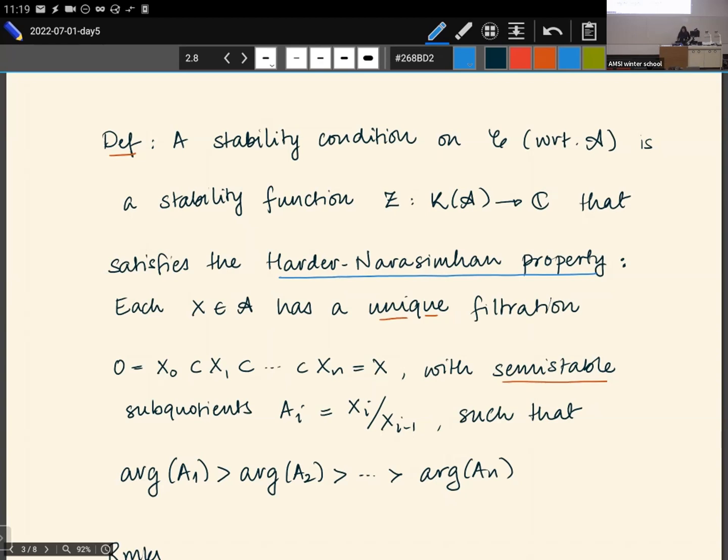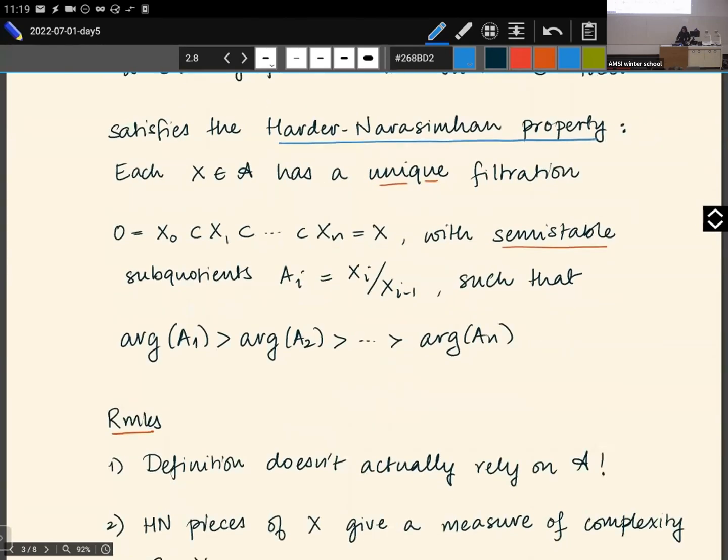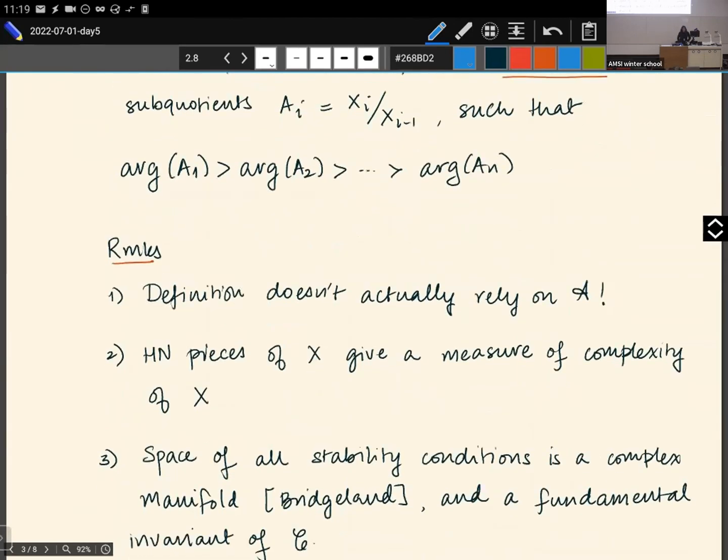I should have really written this, but this Harder-Narasimhan property implies that if you take any other object in the bigger category, you can first break it up along A and then break up each piece. So you get a decomposition of any object into semi-stable pieces. And so you can measure any object of your bigger category with respect to whatever stability function you've chosen on A. So once again, I want to emphasize that A is a crutch, but we will continue to use it for convenience.